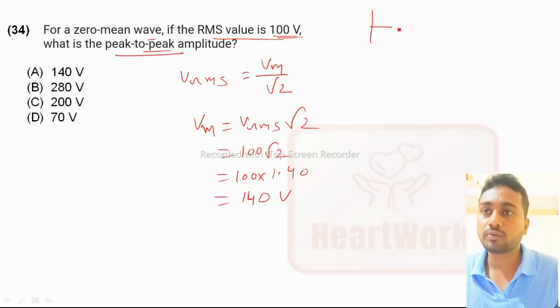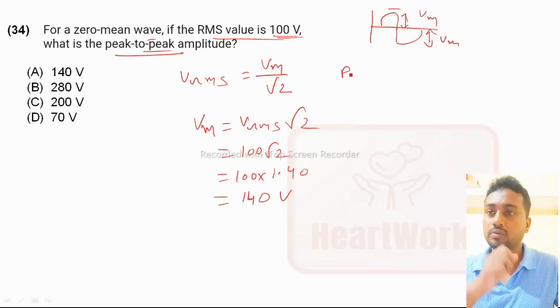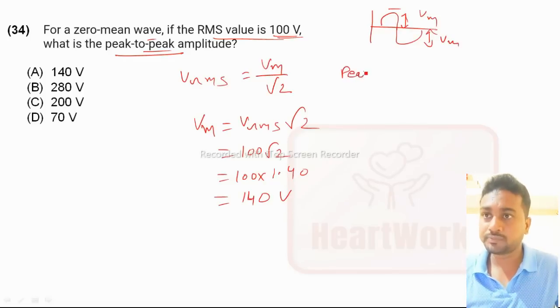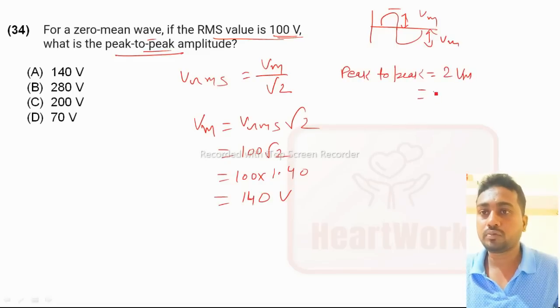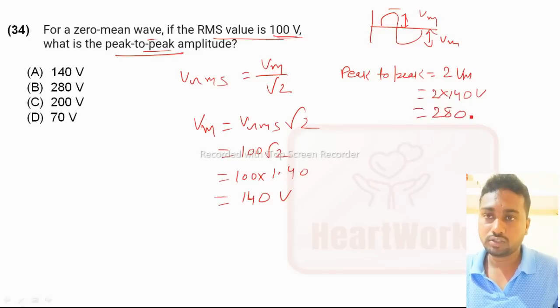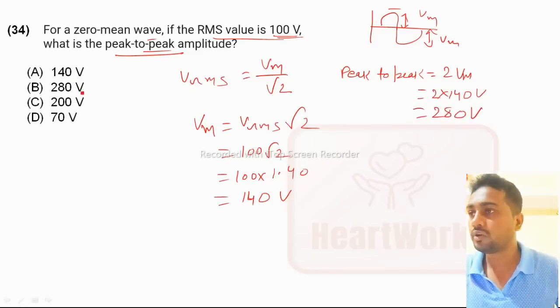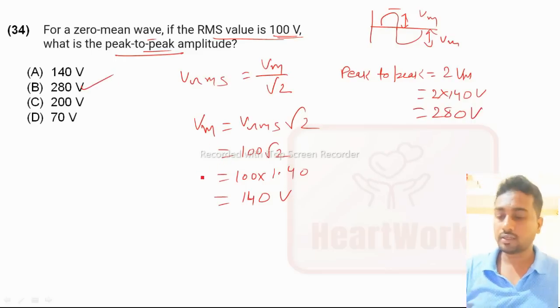Peak to peak amplitude means what? We have to find from this peak to this peak, meaning this Vm plus this Vm. Peak to peak is 2 Vm. So 2 into Vm is how much? 140 volt, so total 280 volt. Option B is the right answer.